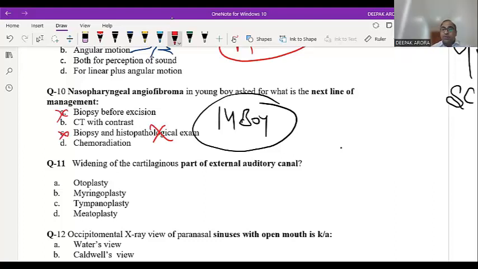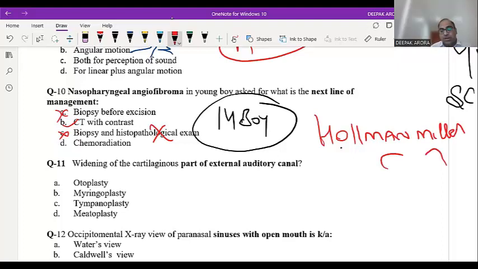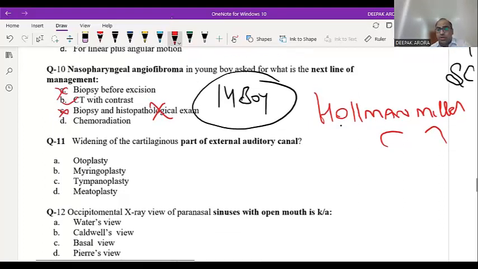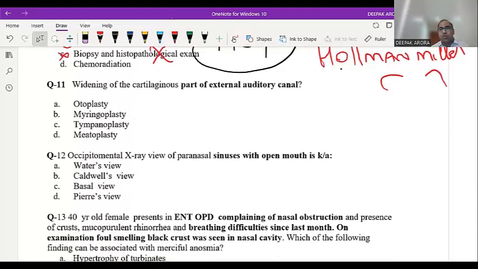Chemoradiation will be to reduce the size of the tumor. I am asking what is the next line in the management. I will operate, but before surgery, I will go for CT. Can you tell me in the chat box what will be the important finding? The important finding on CT examination will be Holman-Miller sign. Clear? Treatment is surgery. They can ask you which artery is embolized. Always remember angiofibroma, we embolize the internal maxillary artery. Clear? Coming to the next one, question number 11, one of the easiest MCQ.